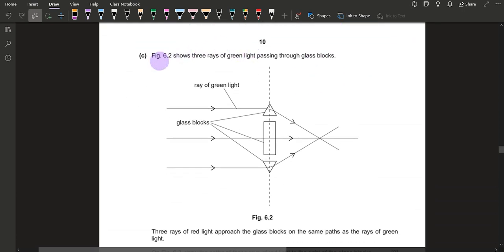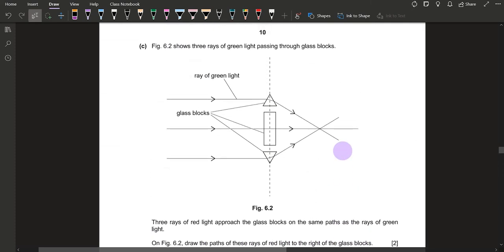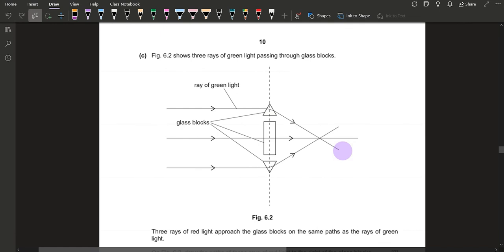Part C says, figure 6.2 shows three rays of green light passing through glass blocks. Three rays of red light approach the glass blocks on the same path as the ray of green light. On figure 6.2, draw the path of these rays of red light to the right of the glass block. So what we have to do here is just draw our red light, and you can see here we are given with two prisms.